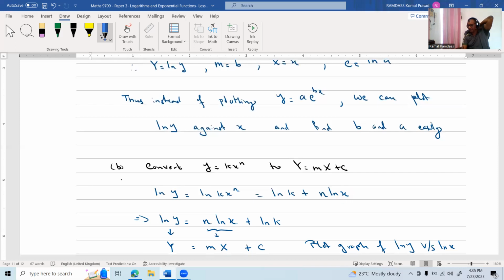And then, if we plot our experimental values to gain the unknowns k and n, we plot ln y against ln x, and then the vertical intercept will be ln k, and the gradient will be n.